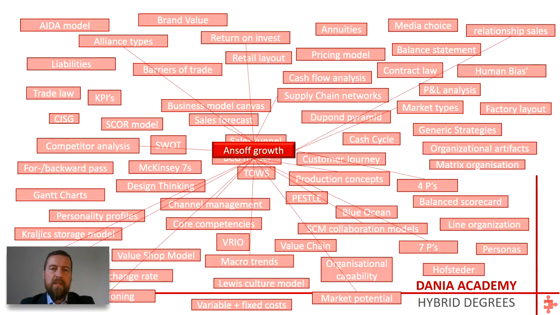The Ansoff Growth Matrix is actually a model which builds on a lot of different concepts and links up to a lot of different models and theories. We can talk about alliance type, relationship, sales, return on invest, 4-7Ps, collaboration models, market potentials, positioning, segmenting, targeting, etc. So it is a model which requires a lot of work beforehand.